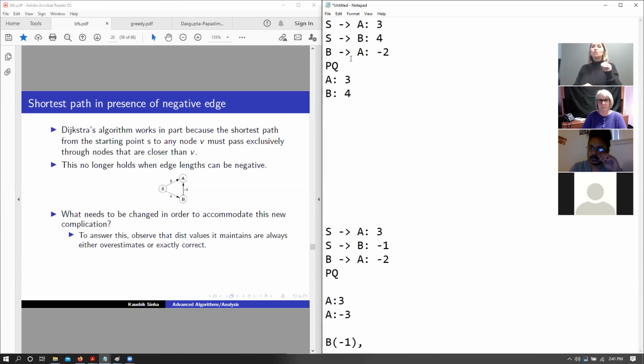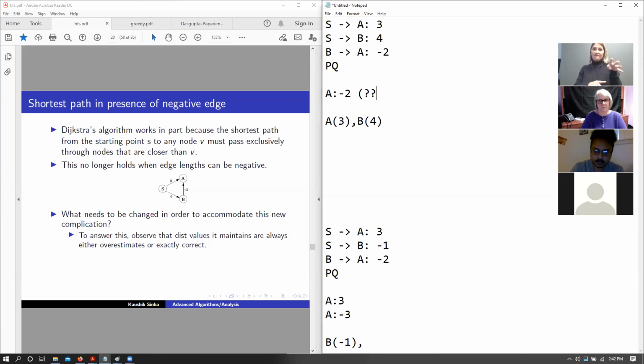Now, in this particular graph here, we are going to explore A with a value of 3. And from A, we do not have any other vertices anywhere. So we remove this, but that doesn't really matter. But the next thing that we are going to explore is B equals 4. So we get a value of B is 4, and then we expand B. Expanding B gets us this particular value: A is -2 from this original graph here.